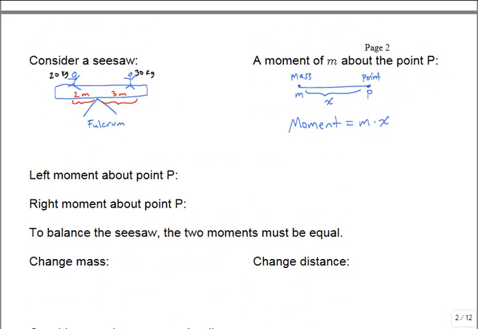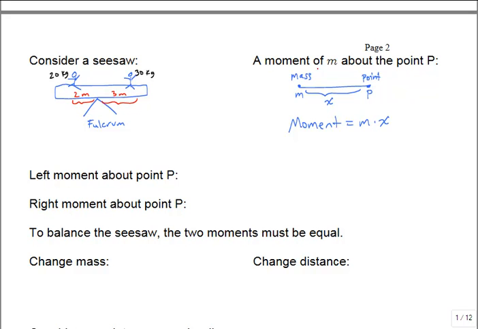So let's start by considering a seesaw. We have on this seesaw two children: a 20 kilogram child 2 meters from the fulcrum, which is the tipping point on your seesaw, and a 30 kilogram child 3 meters to the right of that fulcrum. Now this situation is called a moment in calculus.